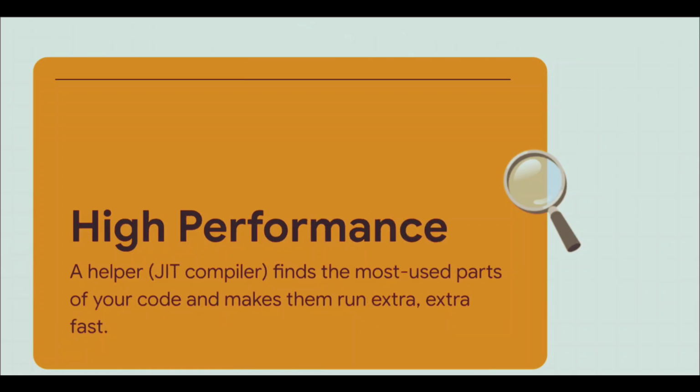And that brings us to our final superpower, number 7, high performance. Think of this one like a Speedy Runner. While your Java program is doing its thing, a little helper called the just-in-time compiler, or JIT compiler, is watching in the background. It sees which parts of your code get used over and over, and it makes those parts run extra fast. So it's not just about being fast, it's about being intelligently fast, right where it counts.